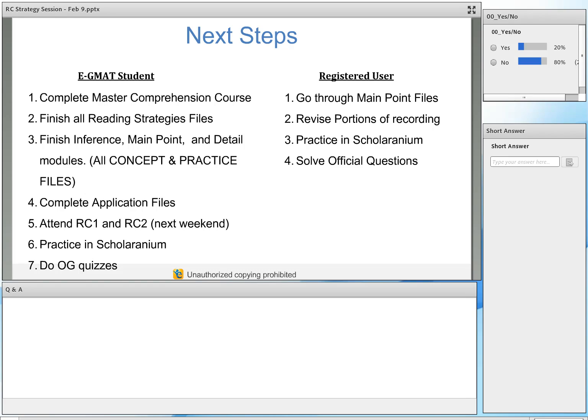For those of you who are just registered students, I'm going to recommend you to go through the main point files that are included in your free trial, revise the portions of this recording. Practice in Scholarium, see for yourself the level of detail of solutions that we provide through our Scholarium platform, and then solve official questions. And again, we provide detailed solutions to all official questions. So even when you solve official questions, you will know exactly where you faltered because you'll have those solutions to go through. Okay, and then decide for yourself if you want to invest in the course or not.